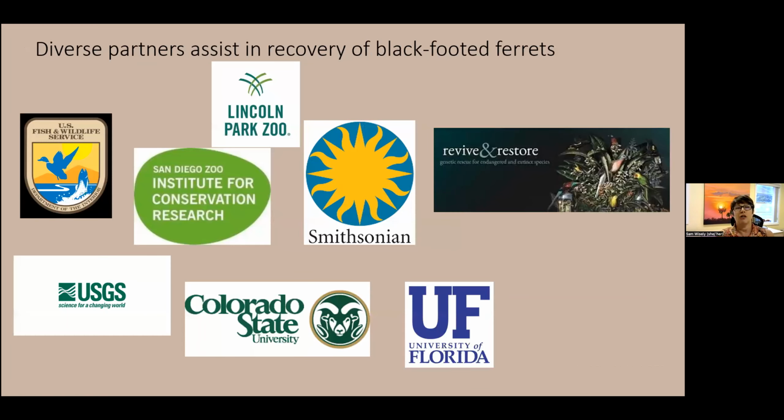So as Maud alluded to, these are really complicated processes that require a community of practice in order to accomplish. So in the case of the black-footed ferret, this involves for-profit companies, not-for-profit companies, multiple academic institutions, and of course the US Fish and Wildlife Service, as well as the US Geological Survey, another federal research arm. So a very large group of people coming together to make this happen.